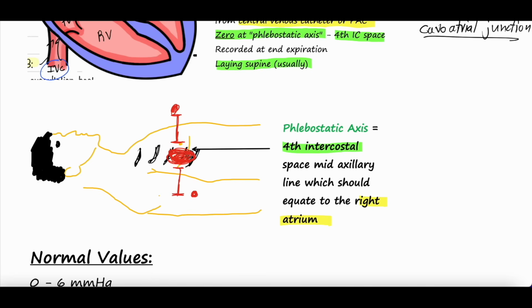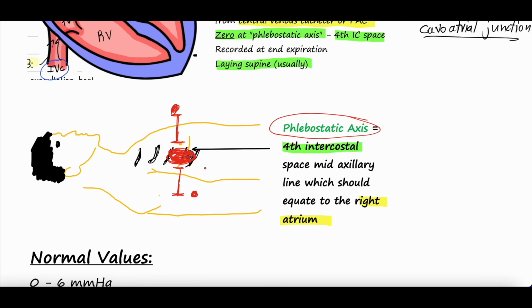You want the zero read to be right at the cavoatrial junction, because that's zero. That is the origin of the pressure that you want, right at that cavoatrial junction. If you zero it too high or too low, you'll get wildly inaccurate numbers. So you have to zero it at that phlebostatic axis, which is right around the fourth intercostal space, mid-axillary line, axilla being armpit, so kind of in this mid-axillary line.